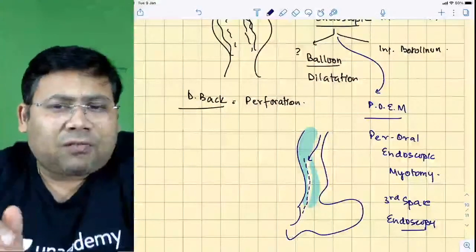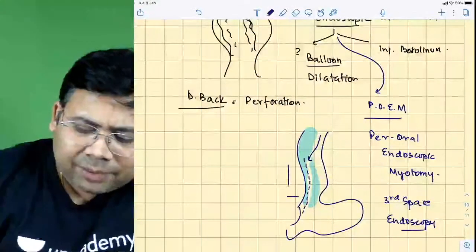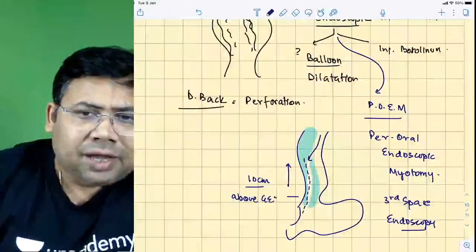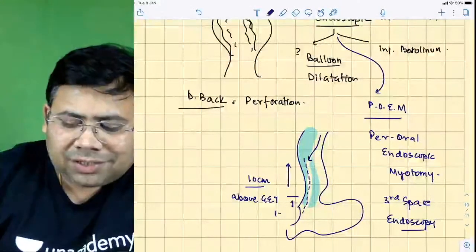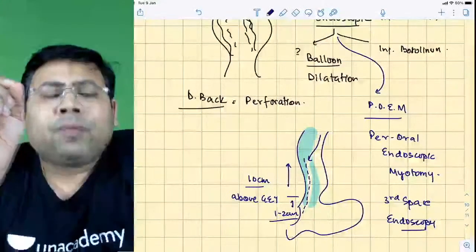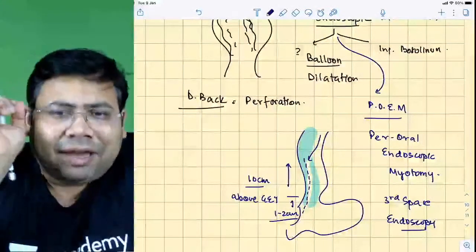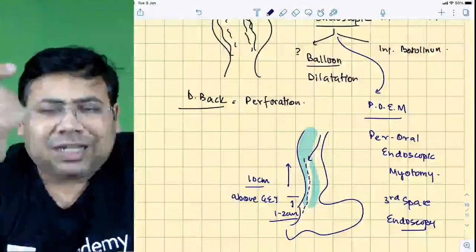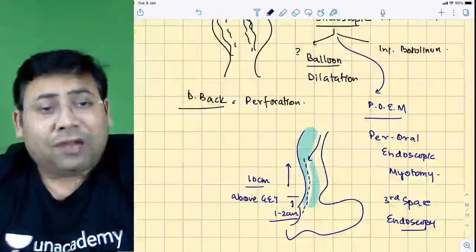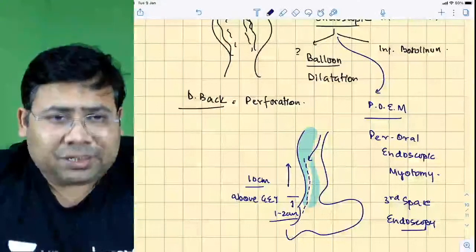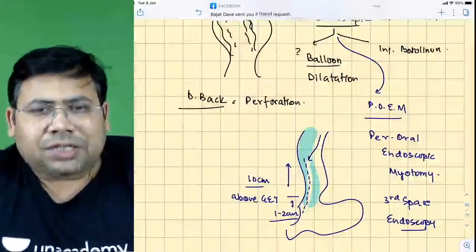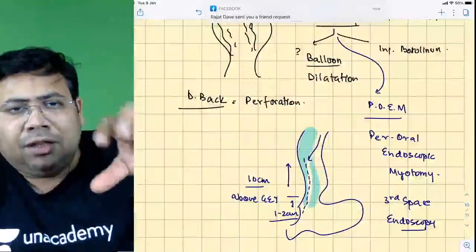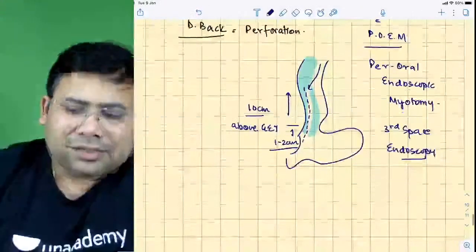Now we have the drawback of this. You go 10 centimeters above the GE junction, and you go 1 to 2 centimeters below the GE junction. The problem is there is no endoscopic fundoplication technique available, and that is why reflux is a big drawback. We have a solution for that, because now we have ESOFIX, that is known as TIF, transoral incisionless fundoplication. You can have the endoscopic plication. I will discuss it in another setting.